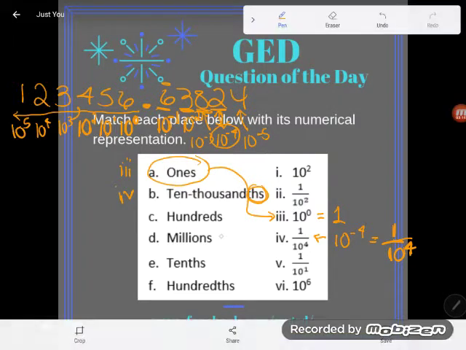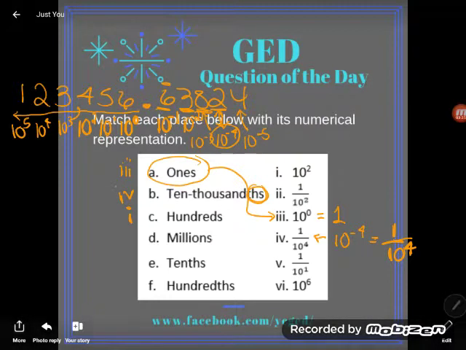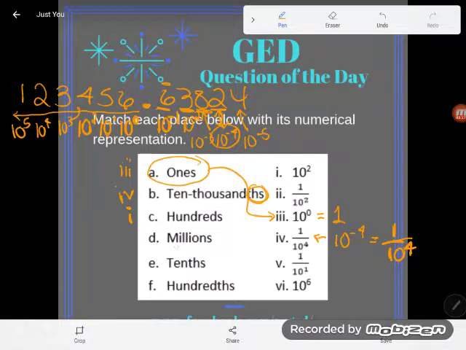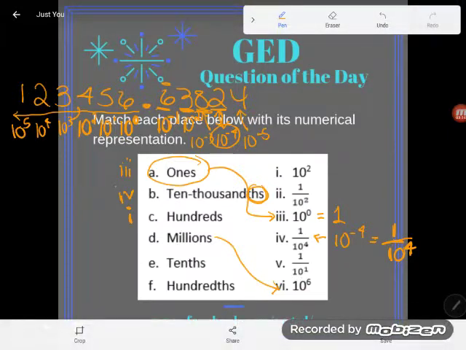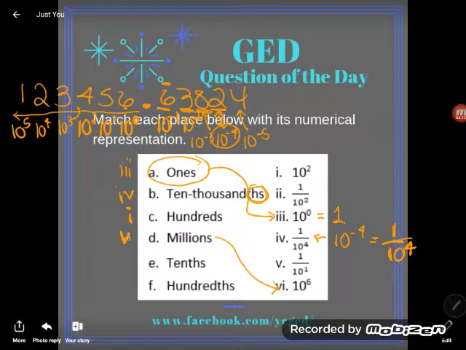So hundreds, no TH here. I'm in whole numbers. I'm looking at 10 to the 2nd power. So C matches with 1. Same thing with millions, no TH. I'm in the whole number powers, not fractions. Millions has 6 zeros, so that's 10 to the 6th power. That's number 6.